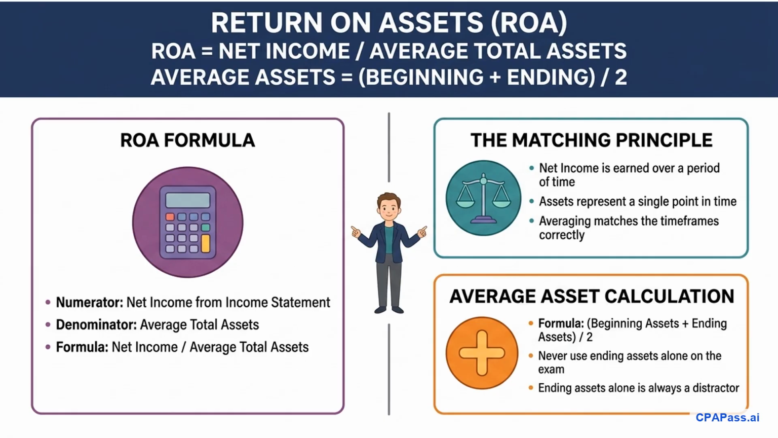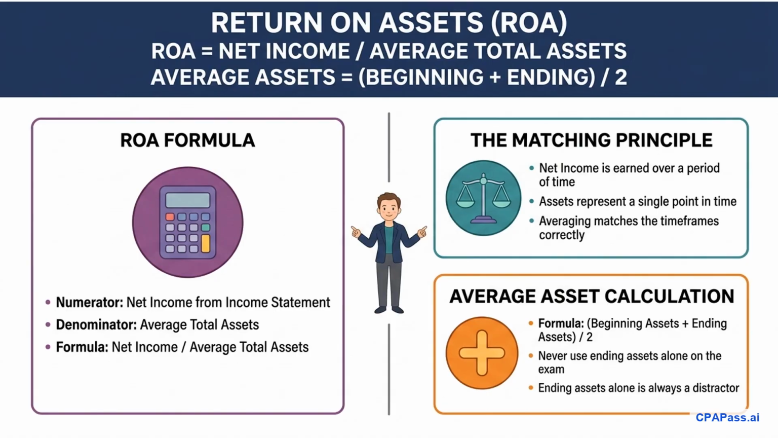Okay, so let's break down return on assets, or ROA. The formula is net income divided by average total assets. Why do we use average assets instead of ending assets? This comes down to the matching principle. Net income is earned over an entire period, whereas assets on a balance sheet represent a single point in time. To match them properly, we must average the assets over that same period.